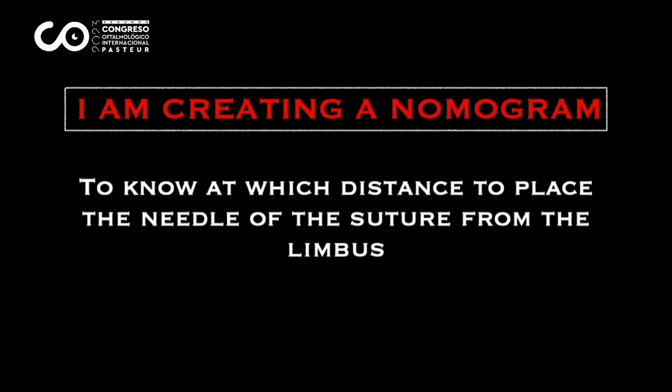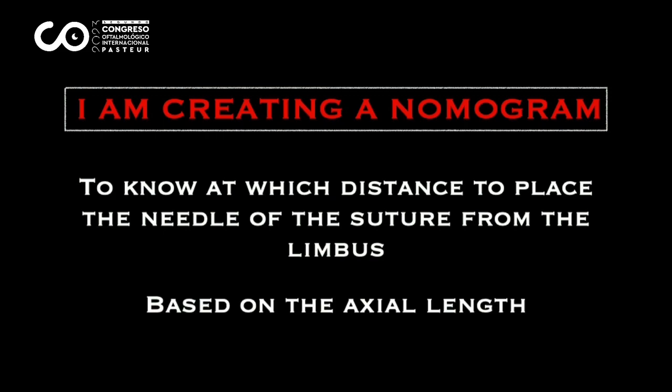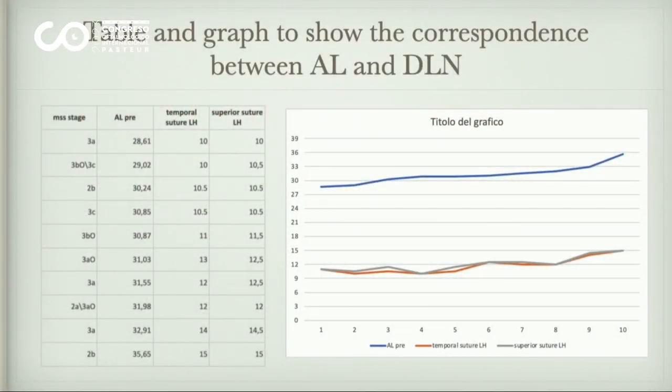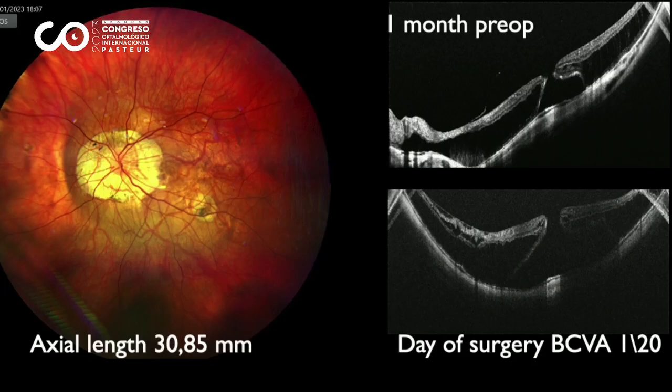I am now creating a nomogram to know at which distance to place the needle of the suture from the limbus based on the axial length. And this is an example of the nomogram I am collecting data these very weeks. This is an example of an eye 30.85 millimeters long axial.